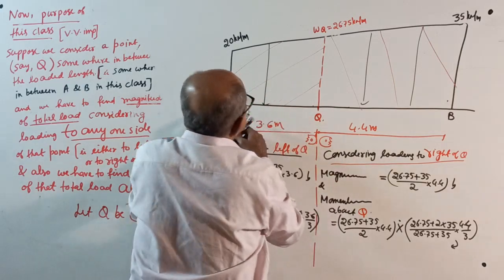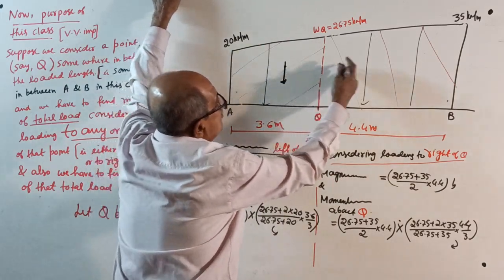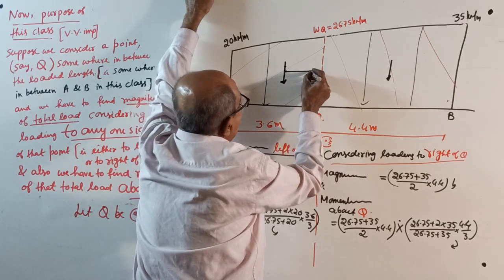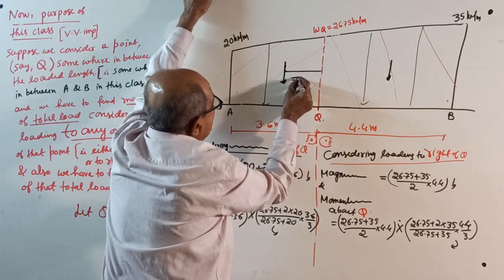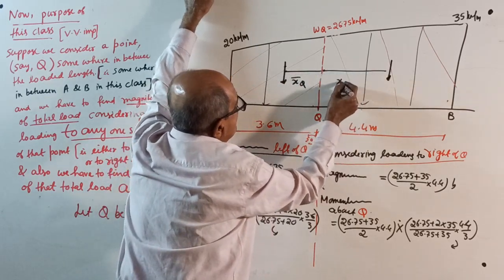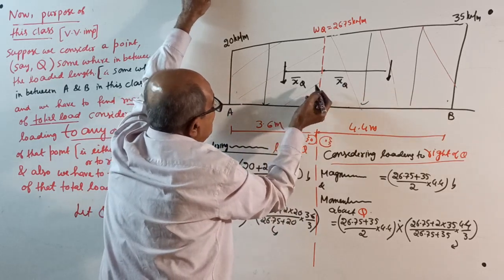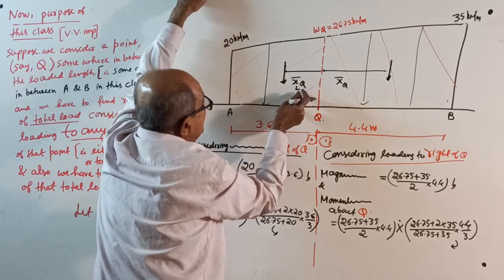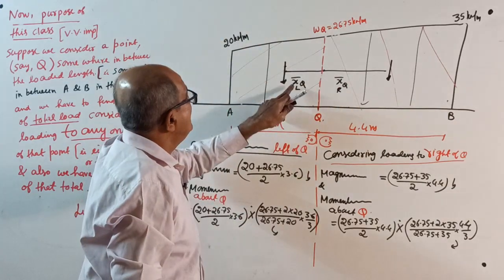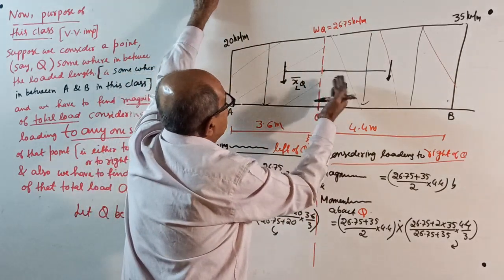If you look at this side, the resultant load will be here. If you look at that side, the resultant load will be here. This I will call X bar from Q. This I will call X bar from Q. Okay, or you put left side: XL bar Q, XR bar Q. XL means X bar for the left side portion from Q.